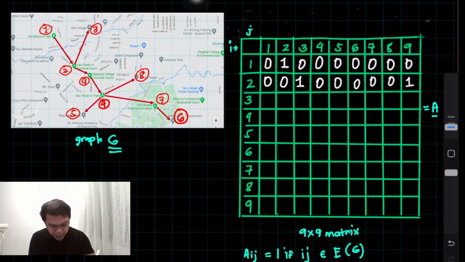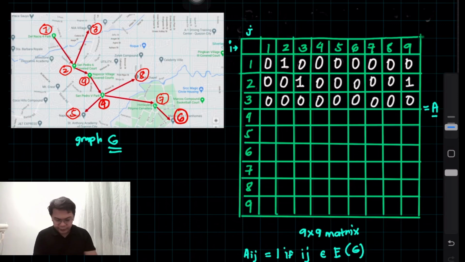Let's go to row number 3. 3 going to 1 is 0. And 3 going to 2 is actually 0 because the arrow is in the opposite direction. And 3 going to itself, that's a 0. 3 going to 4 is also 0. 3 going to 5, 0. I don't see anything else connecting from 3.